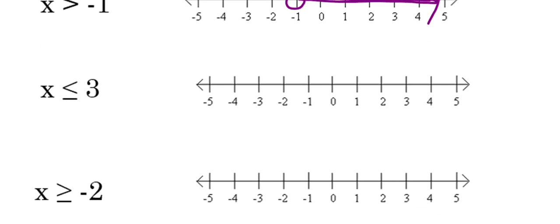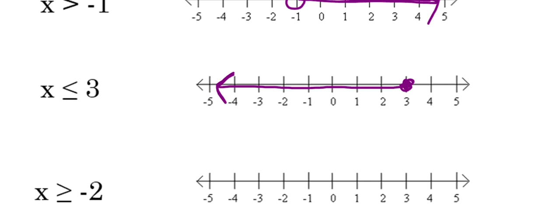X is less than or equal to 3. It's an "or equal to," so I'm going to go to my 3, and it's going to be a solid dot. And it says less than, so that means any number that's less than 3. So I have to shade to the left to cover those numbers.